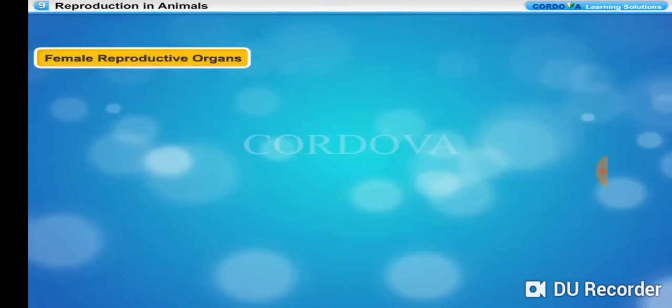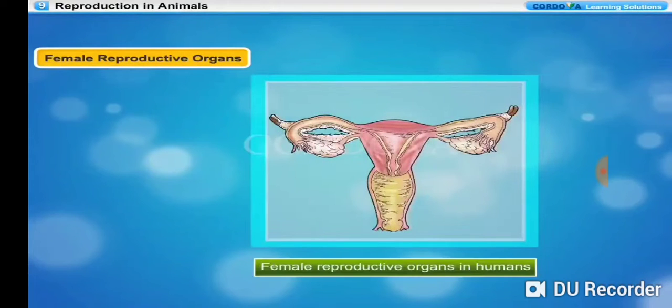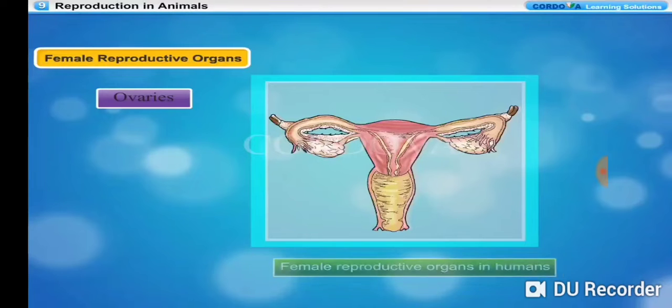Female reproductive system. The female reproductive system consists of a pair of ovaries, oviducts or fallopian tubes, uterus, and vagina. Ovaries. A woman has 2 ovaries present in the abdominal cavity, just below the kidneys. The function of ovaries is to make the female gametes called ova or eggs, and also to secrete the female sex hormones called estrogen and progesterone.